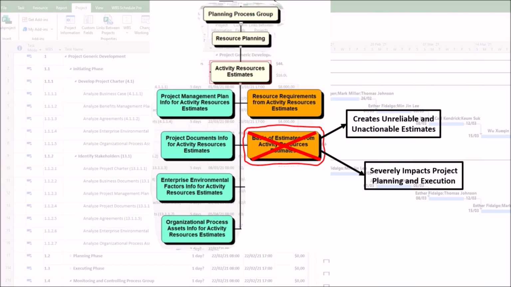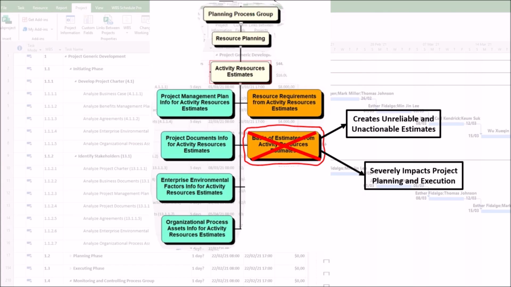Second, you face inaccurate cost baselines. Resource costs are a primary project cost. An underestimated resource need, such as needing a specialized piece of equipment for 3 months instead of 1, leads directly to budget overruns. The project is doomed to exceed its financial constraints from the start.